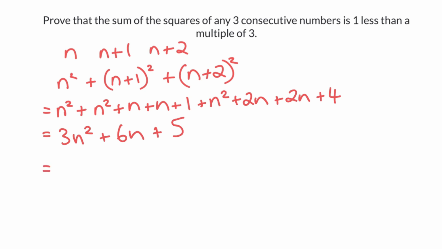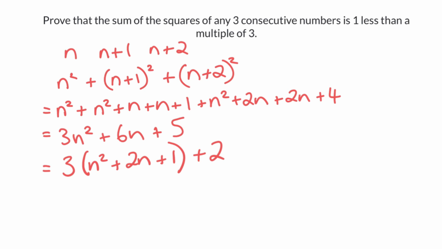So if we wanted to take out a multiple of 3, we could take out 3 times n squared plus 2n plus 1 and then have 2 left over from our 5. So that shows that the sum of the squares of 3 consecutive numbers is always 1 less than a multiple of 3 because our 2 at the end is 1 less than 3.